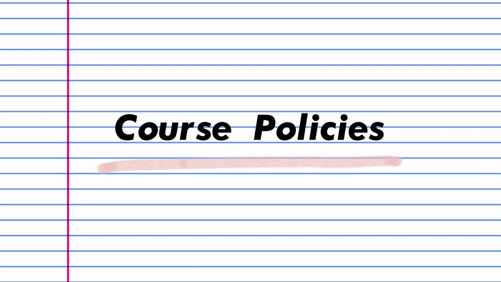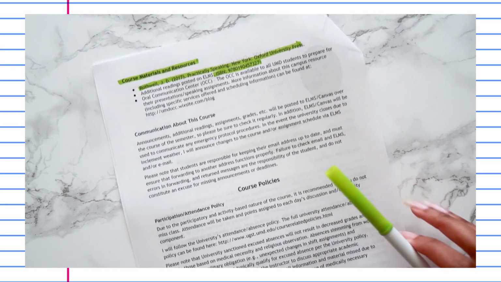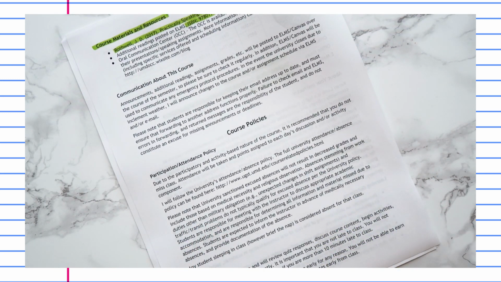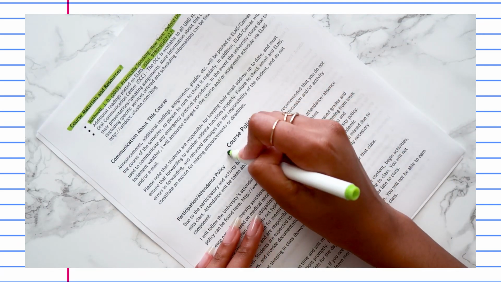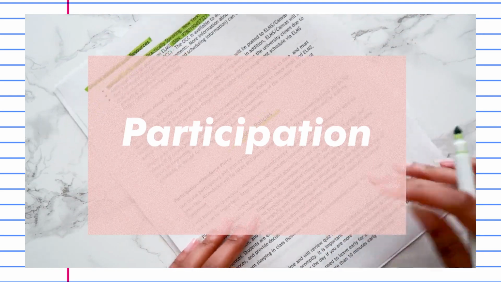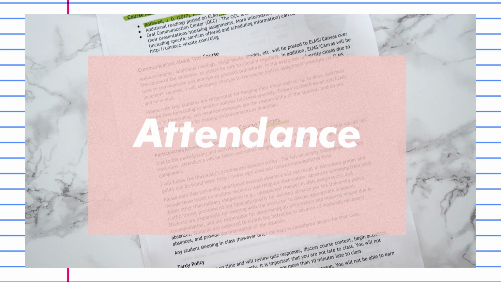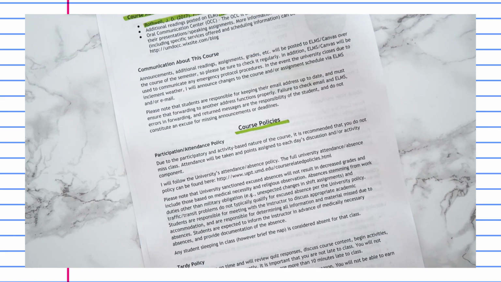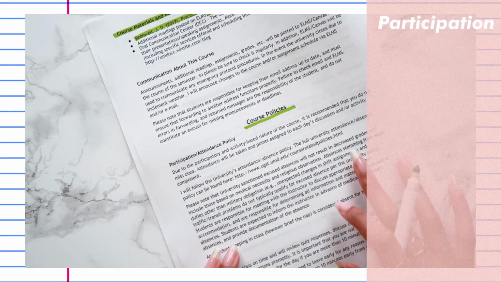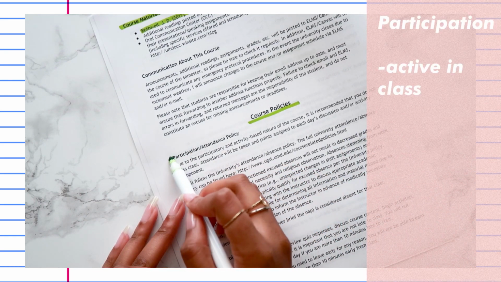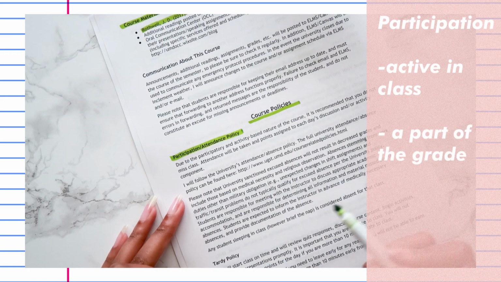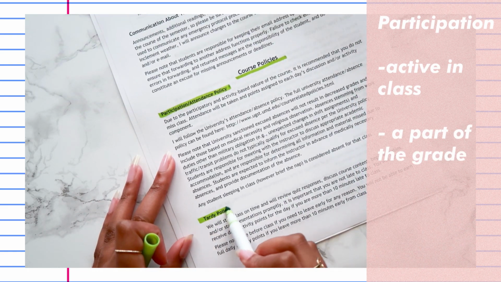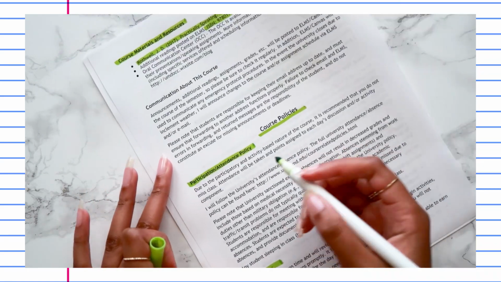So this is where all the rules for your class will be located. In this particular syllabus, she had a section about participation, attendance, and tardiness, which is really important, and you want to know the policies for those things. Participation, because you want to know how active you need to be in this class. Are participation points a part of your grade? Those are things you want to know.